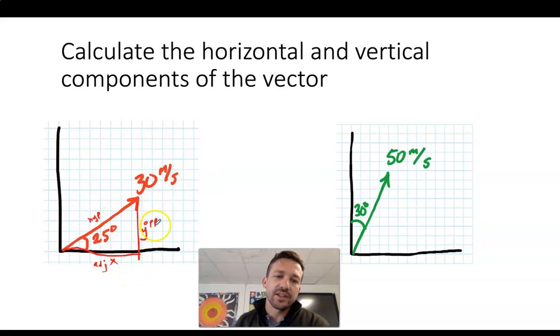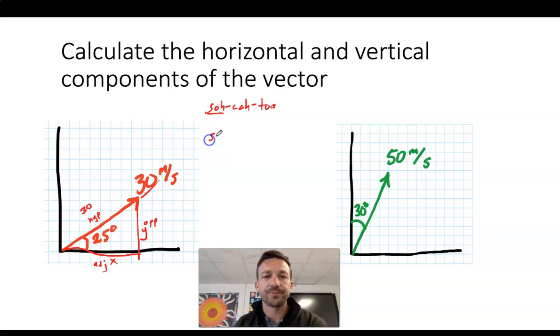Let's say you want to calculate the y value. Some people forget that 30 is your hypotenuse. Okay, that 30 is your hypotenuse. So you would use your SOHCAHTOA. Here you have your hypotenuse and an angle, and if you're looking for your vertical component, y, you're looking for the opposite.